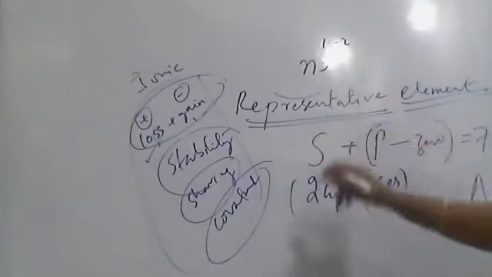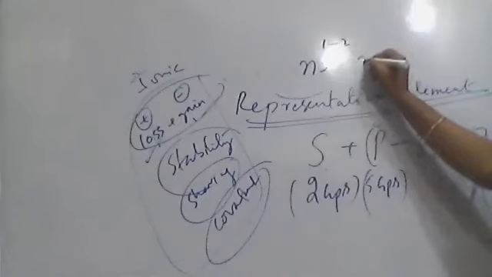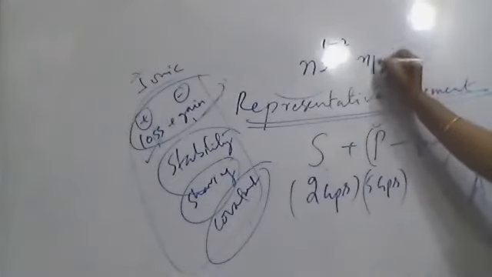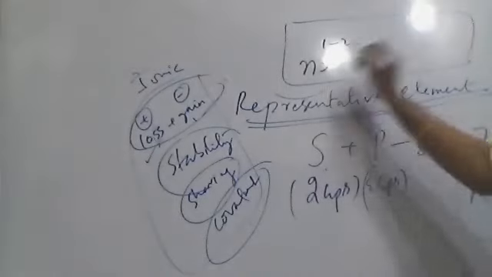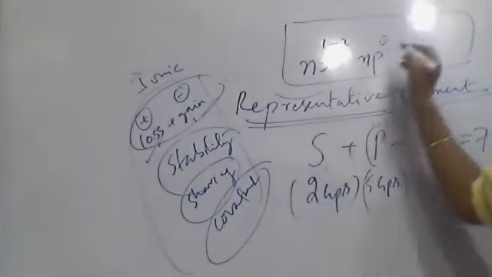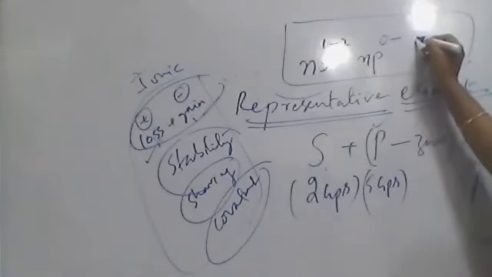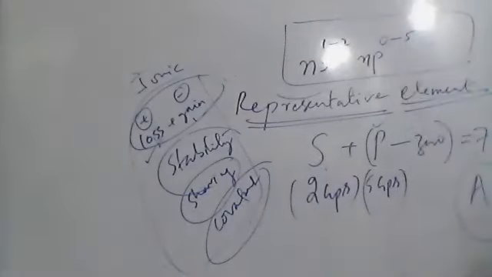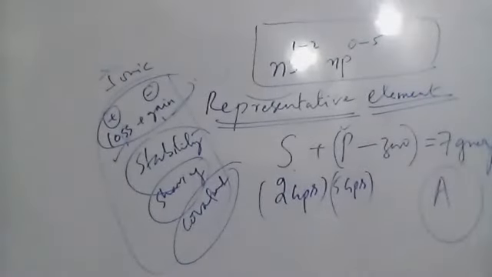S block element means ns1 to 2. It is ns1, 1A. It is ns2, 2A. And here P block also, so you have to write along with np. So when ns1, np0, ns2, np0. After completion of ns2, then np starts. After this, what is it? 1, 2, 3, 4, 5. Up to the 5. You should not write here 6. Understand? So this is the general electronic configuration of representative elements: ns1 to 2, np0 to 5.